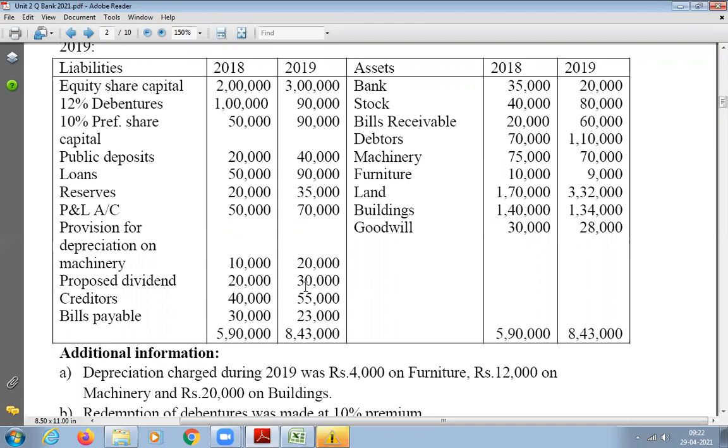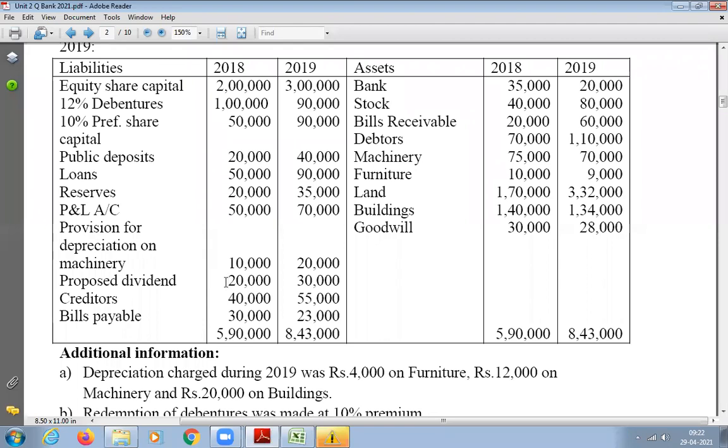In appropriation, please listen here. Students, hope you are listening. Very important thing I'm going to tell now. When proposed dividend is given, whatever is proposed this year, you write in the adjusted P&L account. How much is that proposed dividend? 30,000. And this 20,000, whatever was proposed last year, will be paid this year. That means proposed in 2018, it will be paid in 2019. Whatever is paid, you show as an application of fund in the fund flow statement. Understood?